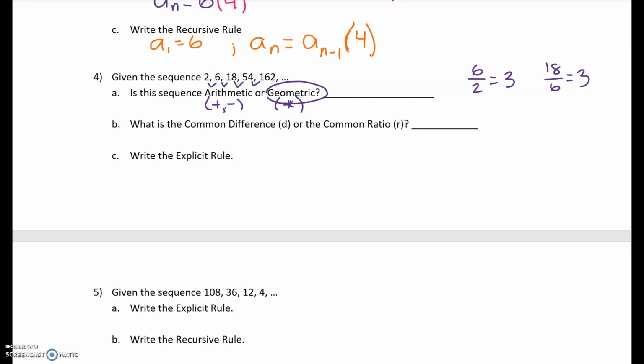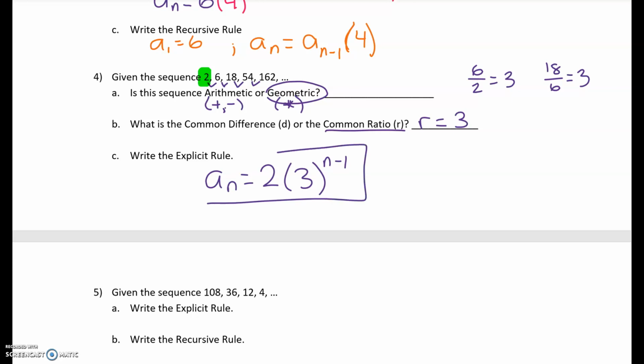Okay, so what is that common difference or common ratio? We said it was geometric, so it's a common ratio, and we just found out that it was 3. So the explicit rule says a sub n equals the first term. Here, the first term is 2 times my r value, which is 3, raised to the n minus 1 power. Okay, that's all. You don't need to do anything. There is nothing to simplify on this one. So you just leave it as it is.